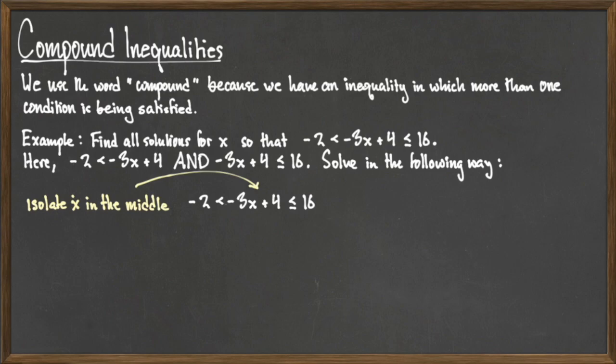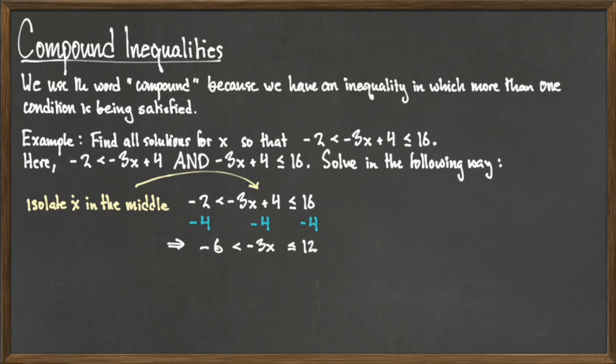Do the same thing, but cover negative 2 less than with your hand, and now you just have the inequality negative 3x plus 4 is less than 16. Again, the step is the same, subtract 4 from both sides. So the way that we're going to say it here, to solve for x in the middle, is to subtract 4 from all sides of the inequality. So we can write that out in the following way.